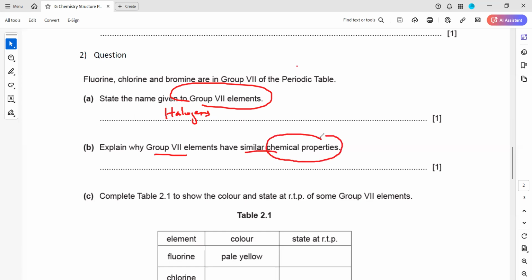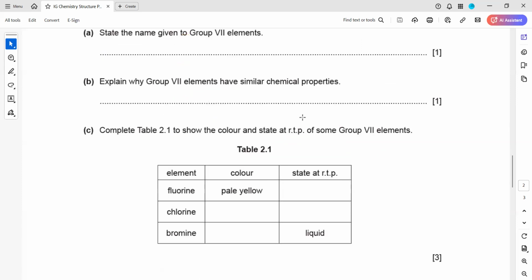Remember, chemical properties depend on the number of electrons in the last shell. If they have the same number of electrons in the last shell, they will have the same chemical properties. Like if they ask why group 1 has the same chemical properties, what will you write? Same number, same answer. Why does group 2 have the same chemical properties? You'll write the same answer. So this is a general answer for all the groups. It's not specifically for group 7.